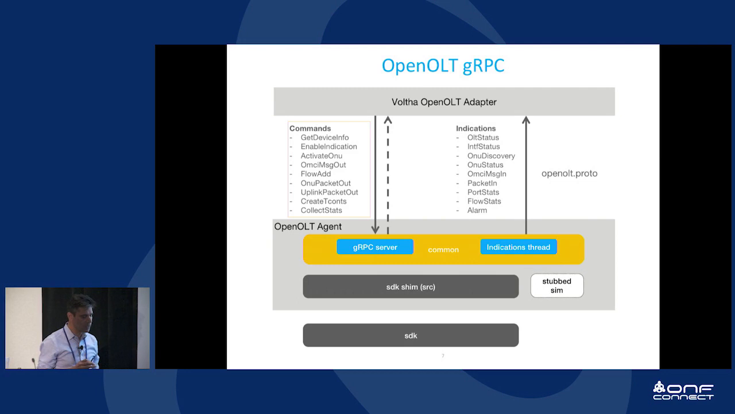You can see over here that we are really dumbing down the device. We're trying to take as much intelligence as possible out of the device, so the gRPC interface is kept pretty low level. The gRPC interface is a streaming interface: the device, on the right-hand side, is constantly sending unsolicited indications up to the adapter, and then you have command requests and command responses, which originate from the adapter.